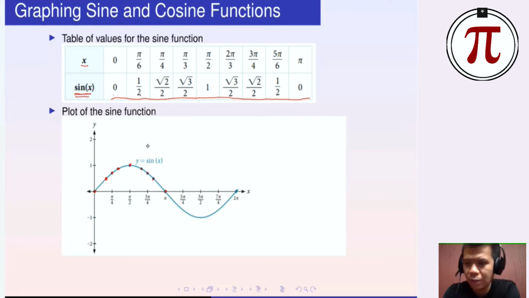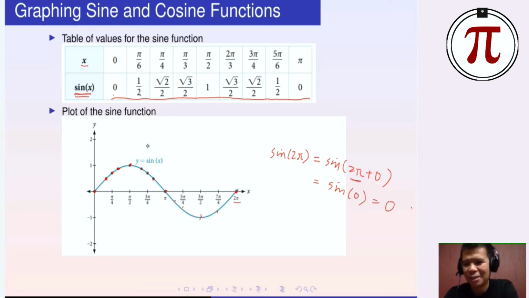down, right? And then you can do something more, and you got these points. When it is 2 pi, sine 2 pi equals what? Well, sine 2 pi equals the sine of 2 pi plus 0, yes? By periodicity, 2 pi is the period, correct? So it equals sine of 0. So it equals 0, right? So that's why here it's 0.